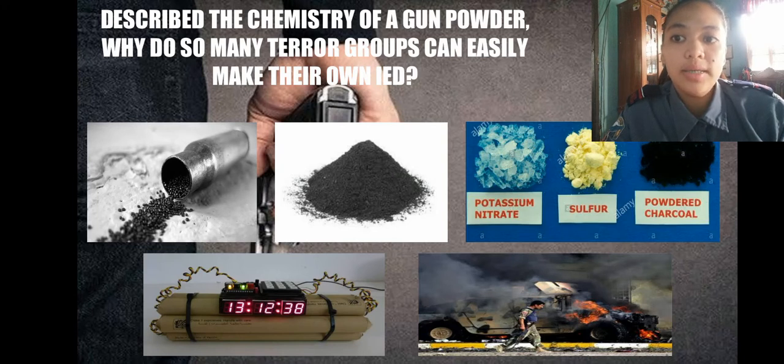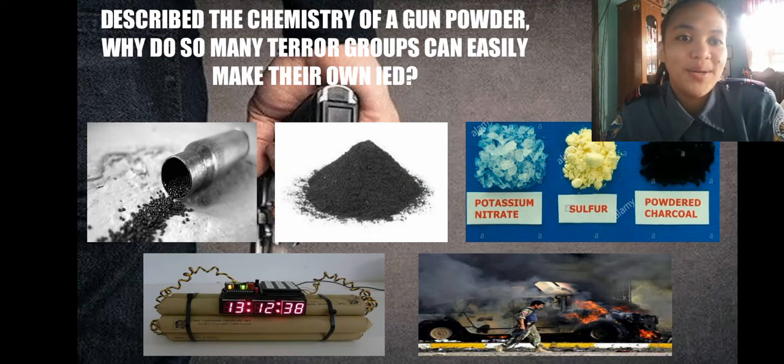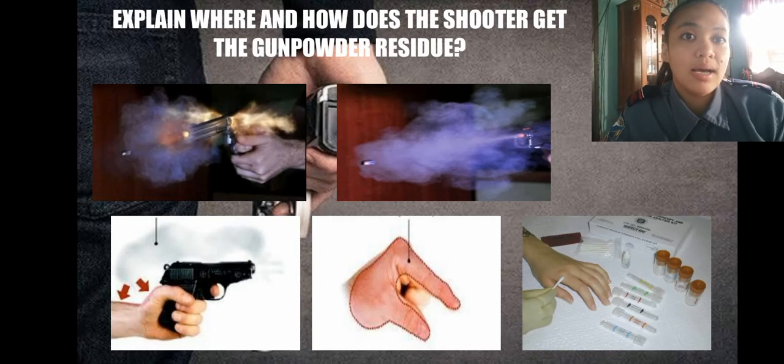It is easy for terrorists to make their own IED, or improvised explosive devices, because it is easy to do and you can make it at home. The chemicals needed were easy to get, and it was easy for them to create their own homemade IED. That's why it was easy for them to use, because the ingredients used for making it were so easy to have.